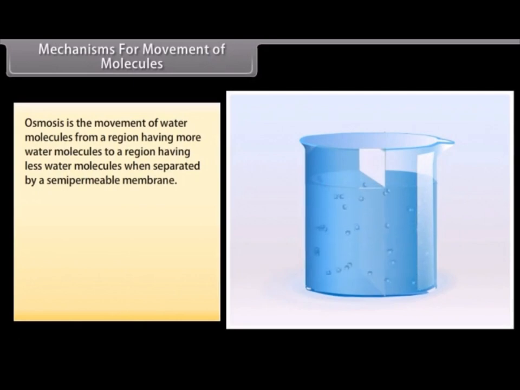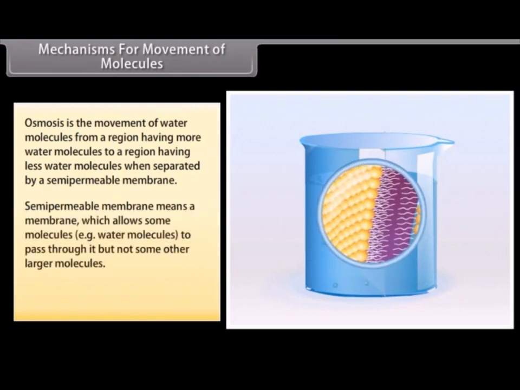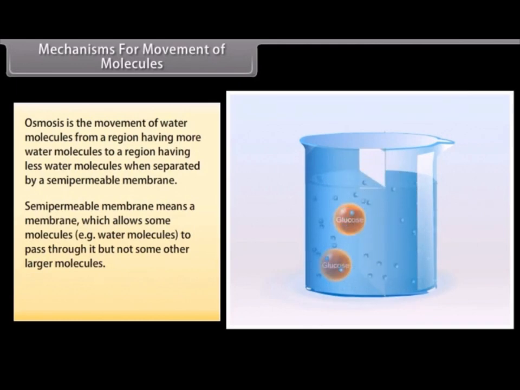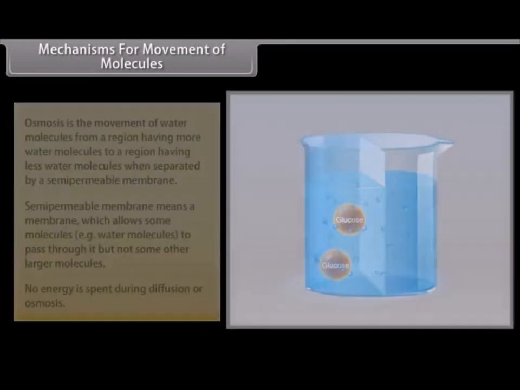Osmosis is the movement of water molecules from a region having more water molecules to a region having less water molecules when separated by a semi-permeable membrane. Semi-permeable membrane means a membrane which allows some molecules, that is, water molecules, to pass through it but not some other larger molecules. No energy is spent during diffusion or osmosis.